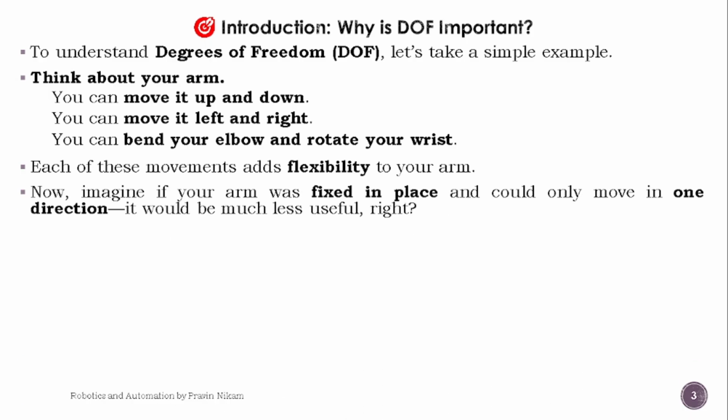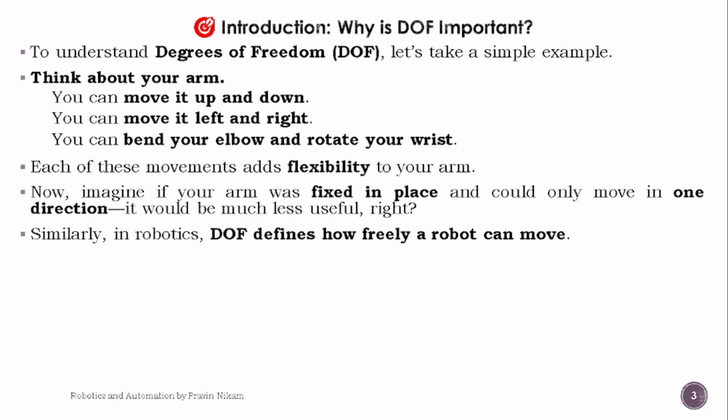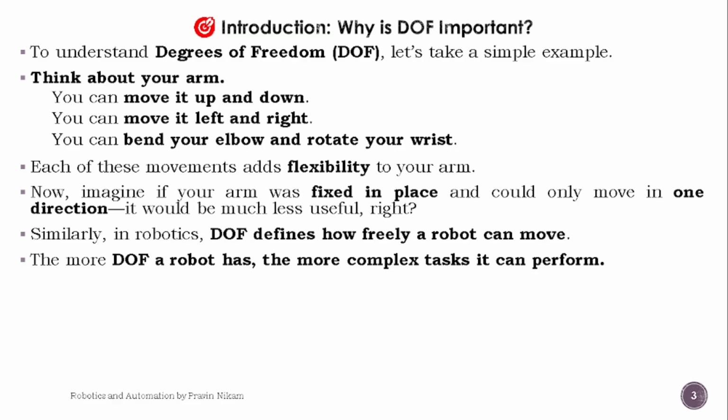Now imagine if your arm was fixed in place and could only move in one direction, it would be much less useful, right? Similarly, in robotics, degrees of freedom defines how freely a robot can move. The more degrees of freedom a robot has, the more complex tasks it can perform.